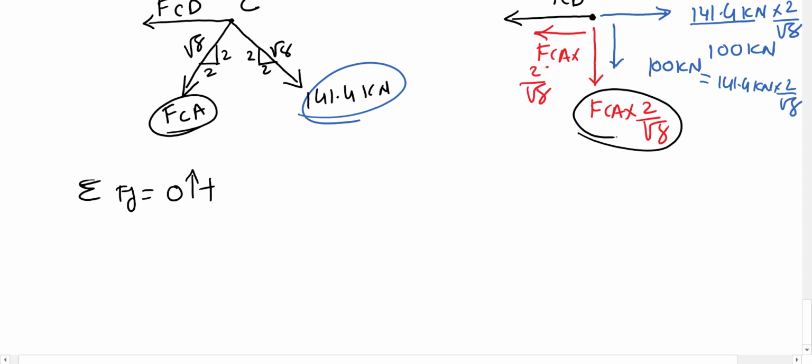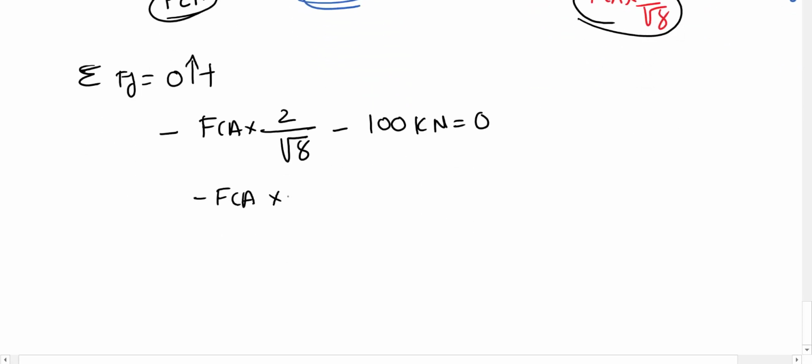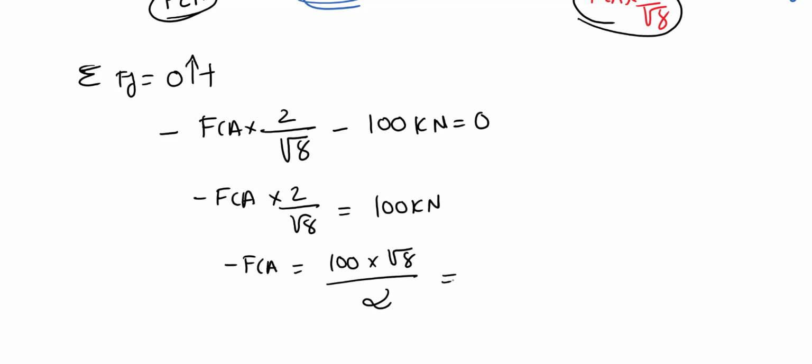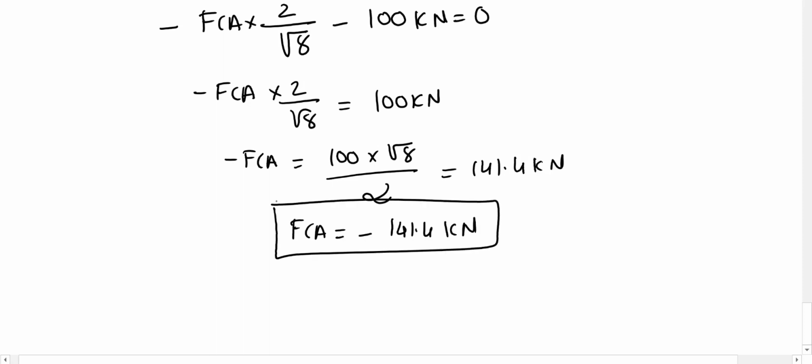Then we have this FCA going down, so FCA times 2 on square root 8, and we have this 100 kilonewton going down, so minus 100 kilonewton equal to 0. Minus FCA times 2 on square root 8 equal to positive 100 kilonewton, so minus FCA equal to 100 times square root 8 on 2, that gives us 141.4 kilonewton. So finally FCA equal to minus 141.4 kilonewtons, right? So that is the third force.